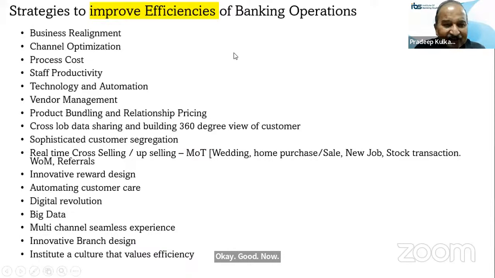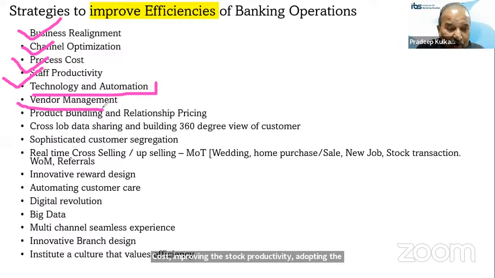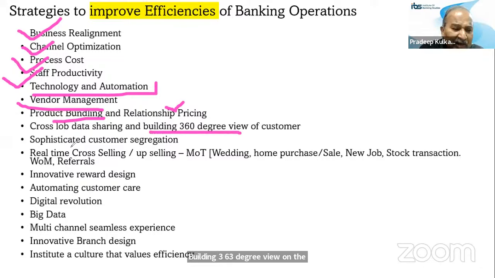here are the various strategies to improve the banking operation. How to improve? Business realignment, channel optimization, reducing the process cost, improving the staff productivity, adopting modern technology, managing who all our suppliers are, who all the outsourced people are, product bundling, relationship pricing, data sharing, building a 360 degree view of the customer. So multiple strategies are there.